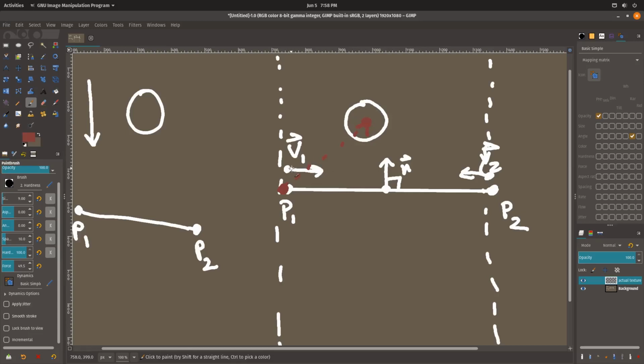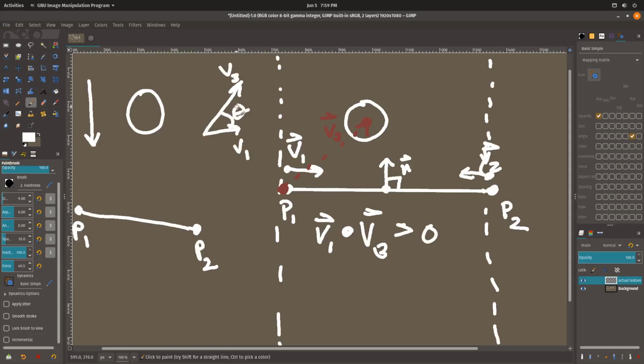Now, we're going to take the dot product of V1 with, let's call this vector, V3. So we take the dot product V1 dot V3. Now, if this dot product is greater than 0, then we know that the angle between these two vectors, V1 and V3, let's say this angle theta, is between negative 90 and 90 degrees, right? And that would constitute it being in front of this imaginary plane here. So that's how we check that. We need to check if the dot product between V1 and V3 is greater than 0.